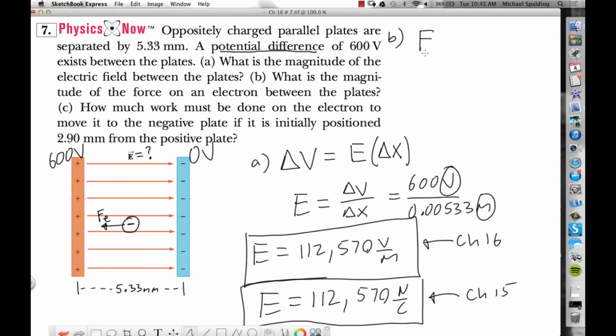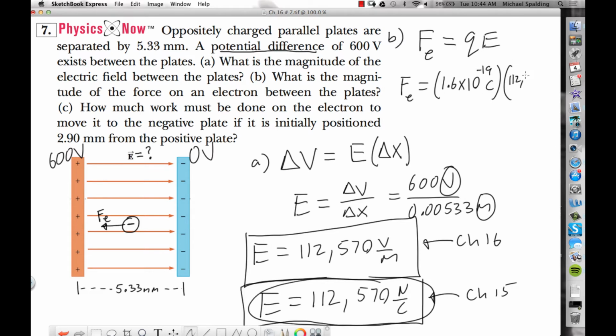So the way we solve this goes back to last chapter. There's an equation, force of an electric field, not mg, QE. Force of electric field is QE. Okay, so the problem assumes that we know the charge of an electron, which we do. 1.6 times 10 to the negative 19 coulombs, and then we'll use the electric field this way with Newton per Coulomb, 112,570 Newton per Coulomb. Coulombs cancel, and we get force of the electric field equal to 1.8 times 10 to the negative 14 newtons.